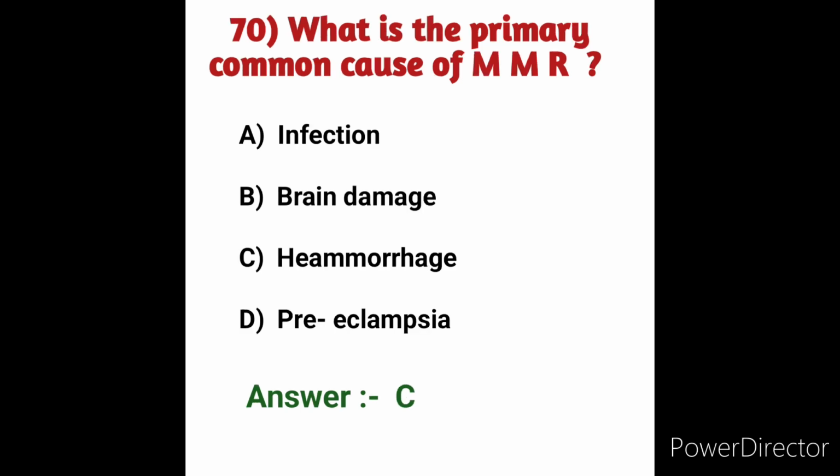Move on to question number 70. What is the primary common cause of MMR? MMR means maternal morbidity rate. Option A infection, option B brain damage, option C hemorrhage, option D preeclampsia. In maternal morbidity cases, the major complication that occurred in nearly two thirds of all cases is bleeding, means hemorrhage is the correct answer, option C. The secondary cause of MMR is infection, option A. The third cause is preeclampsia. Here it asked about the primary common cause, means option C hemorrhage is the correct answer.